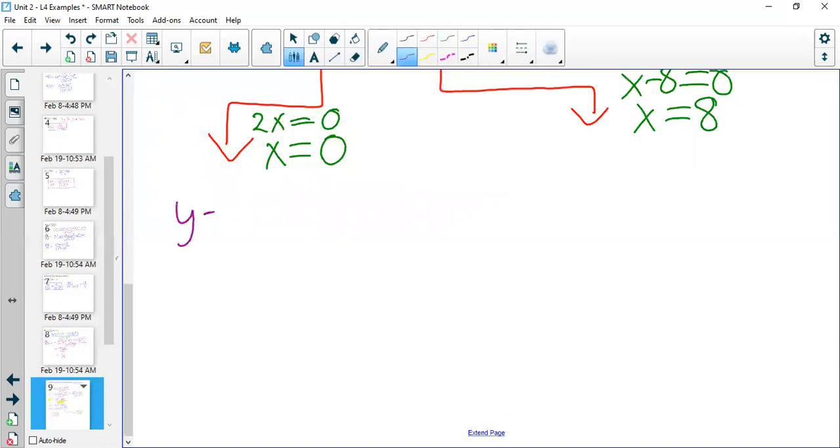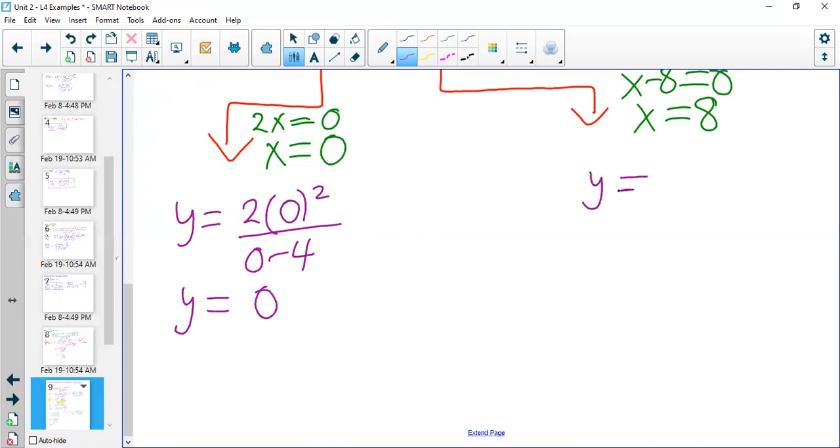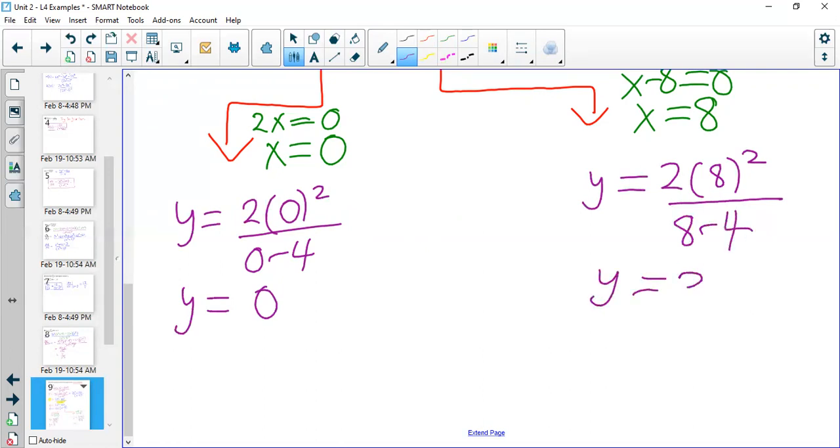So y is going to be equal to 2 times 0 squared all over 0 minus 4. That's my original function. That gives me a y value of 0. When I do the same thing with x is equal to 8, y is equal to 2 times 8 squared over 8 minus 4. That means that y is going to be equal to 32.